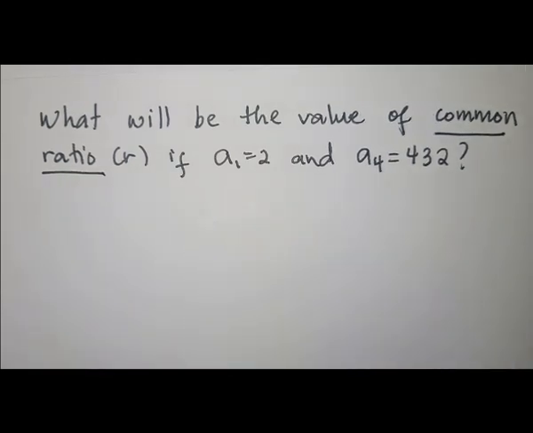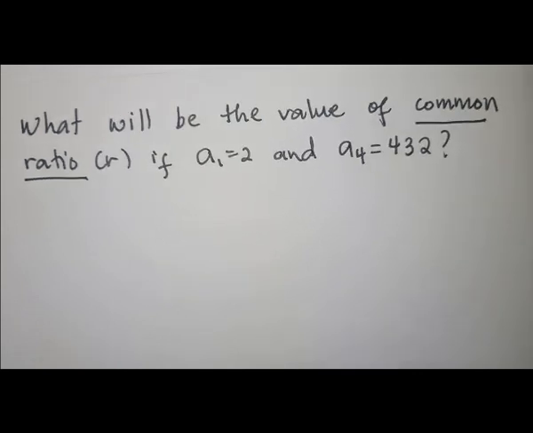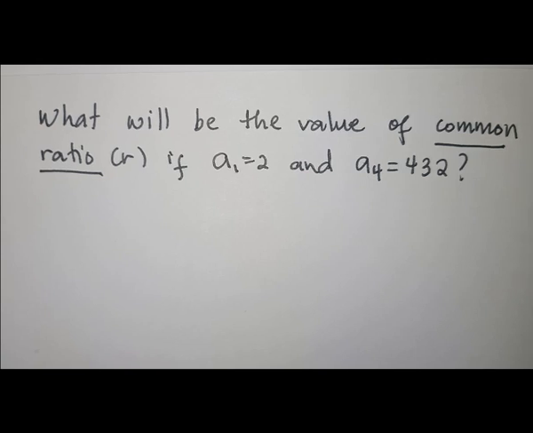So, kasi minsan may mga tendency na may mga problem na ang hahanapin sa atin, what will be the common ratio of the given geometric sequence? So, paano ba natin gagawin yun? So, ganito lang yung process sa pag-identify ng common ratio ng isang geometric sequence. Okay, so let us try to use this example. Okay, what will be the value of common ratio if a sub 1 or the first term is 2 and a sub 4 is 432?